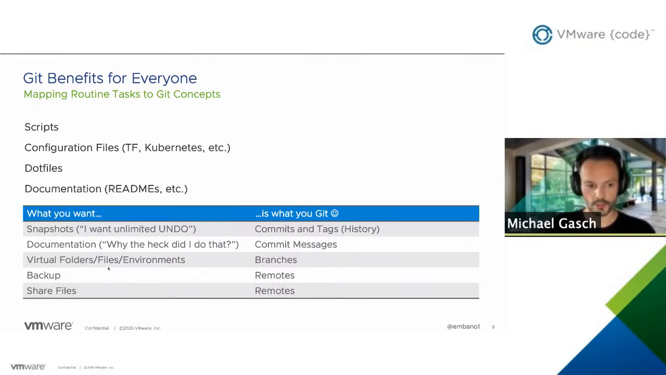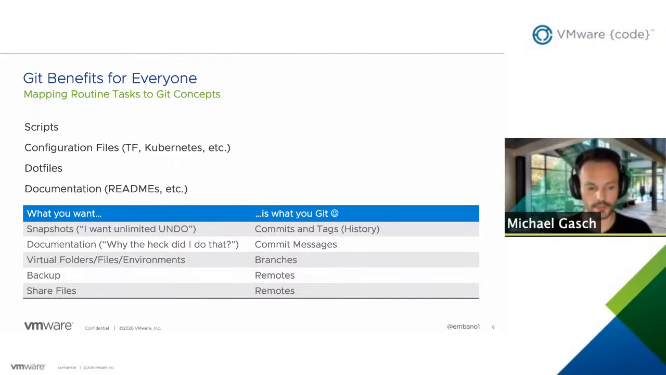So that's commit messages. This next one is really powerful: virtual folders, file environments. Oftentimes we have requirements. You work in a folder, you have a couple of files there, and then you realize, oh, actually I need test files. Oh, there's a staging environment. Oh, well, let's copy stuff over here. Let's move stuff there. Oh, actually, this is a conflict here. I need to create another folder, etc., etc.